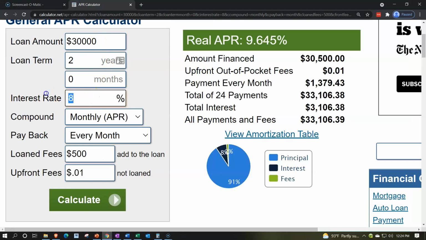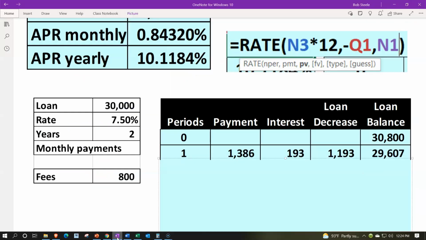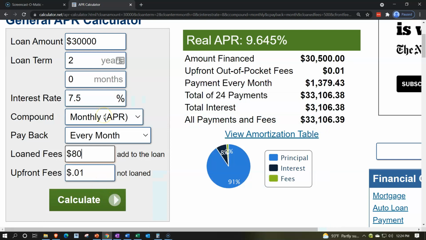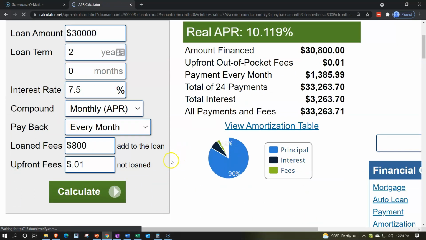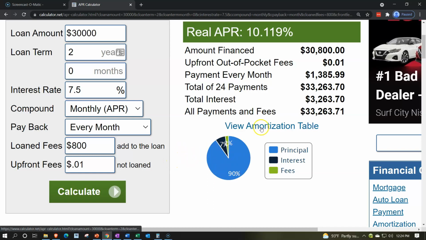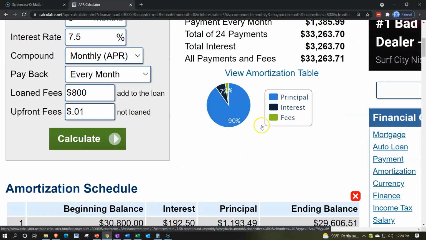We can of course plug this in our trusty online calculator. Same scenario, except the rate now is at the 7.5, and the cost of the loan was, in terms of fees, $800 now, $800 on the fees. Let's run the calculation.